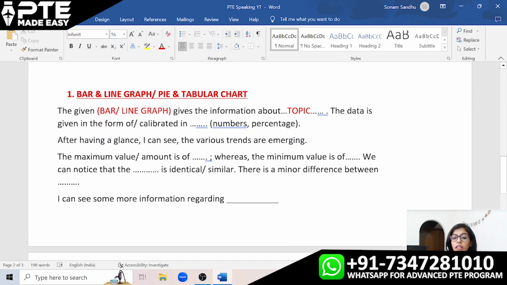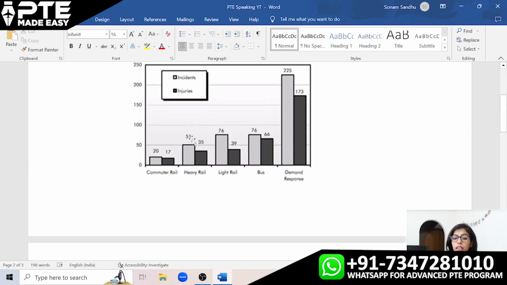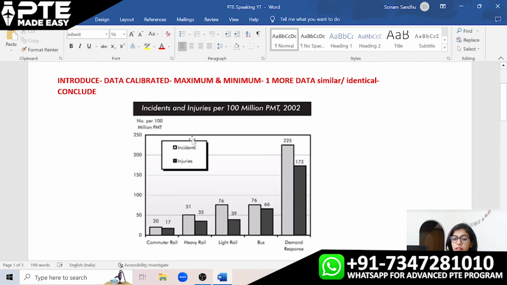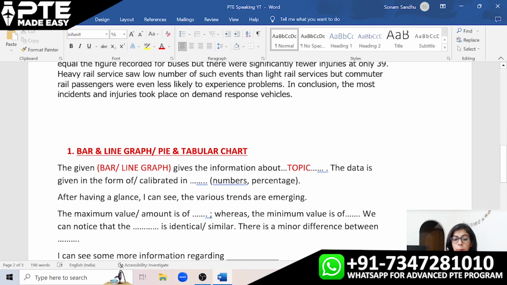The data given is in the form of, or is calibrated in, what? The data given is calibrated in numbers. Numbers, that is, number per 100 million PMT. Then after having a glance, I can see the various trends are emerging.